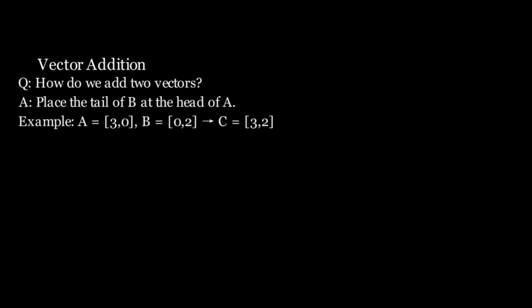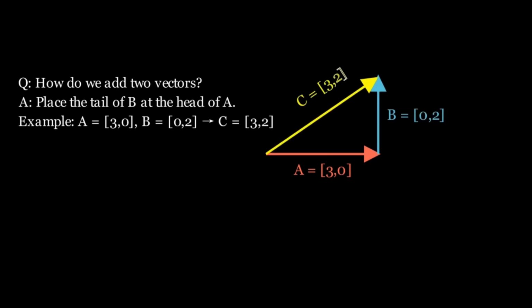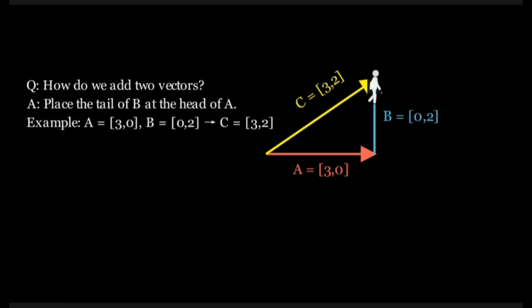To add two vectors, place the tail of the second vector at the head of the first. For example, if vector A goes 3 units to the right and vector B goes 2 units up, then the result is a vector that goes 3 right and 2 up. Think of it like walking. First move along A, then move along B. Your final position is A plus B.